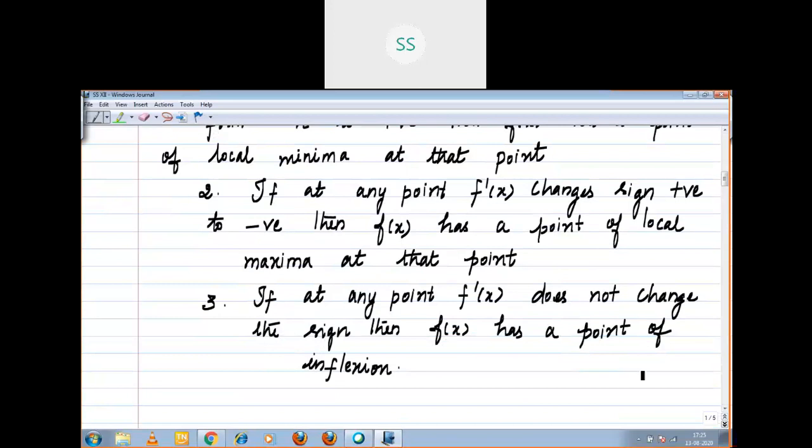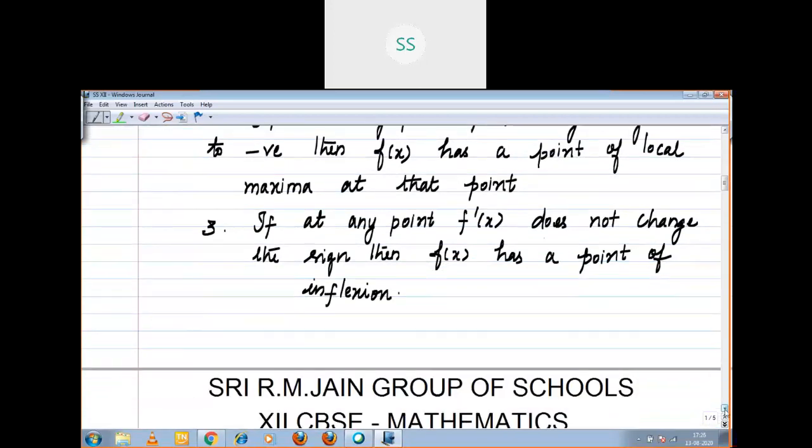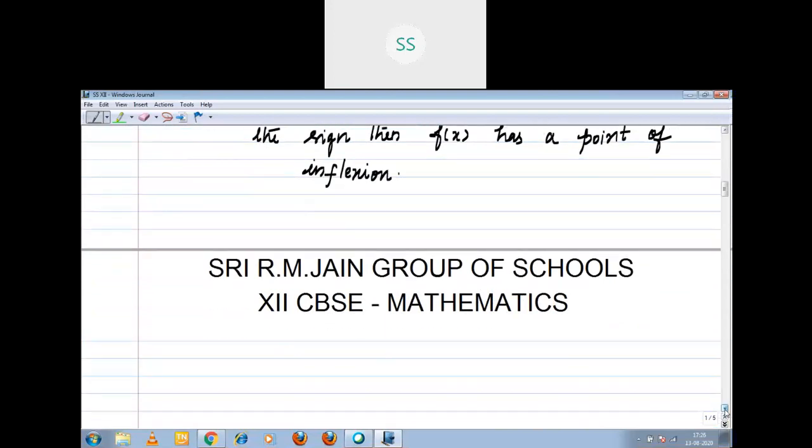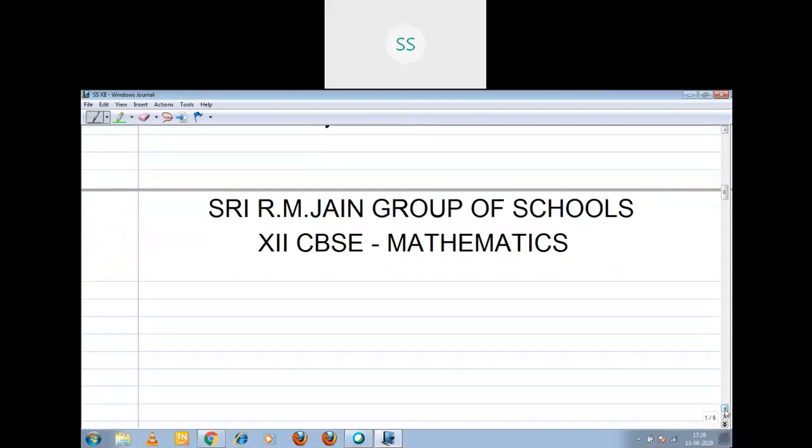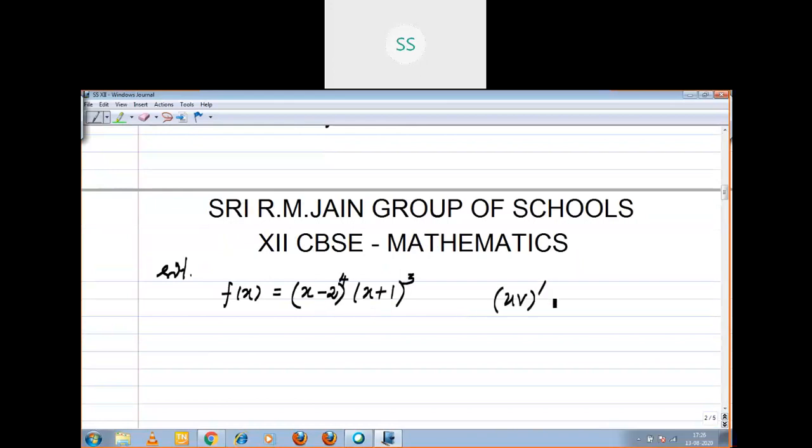First step, normal procedure, you have to differentiate the given function. What is your given function? First, solution: f of x equal to (x minus 2) to the power 4 into (x plus 1) to the power 3. That is your function. Here you are going to apply product rule. The derivative of uv is nothing but u v dash plus v u dash.